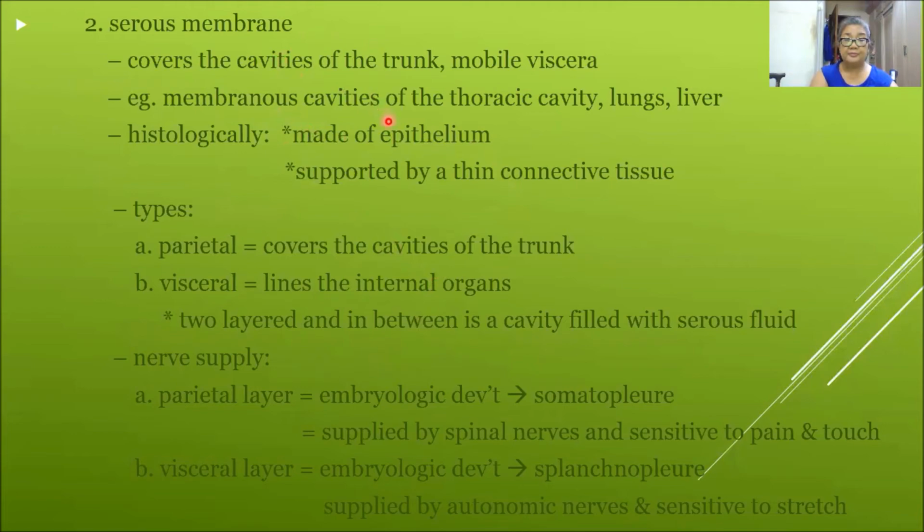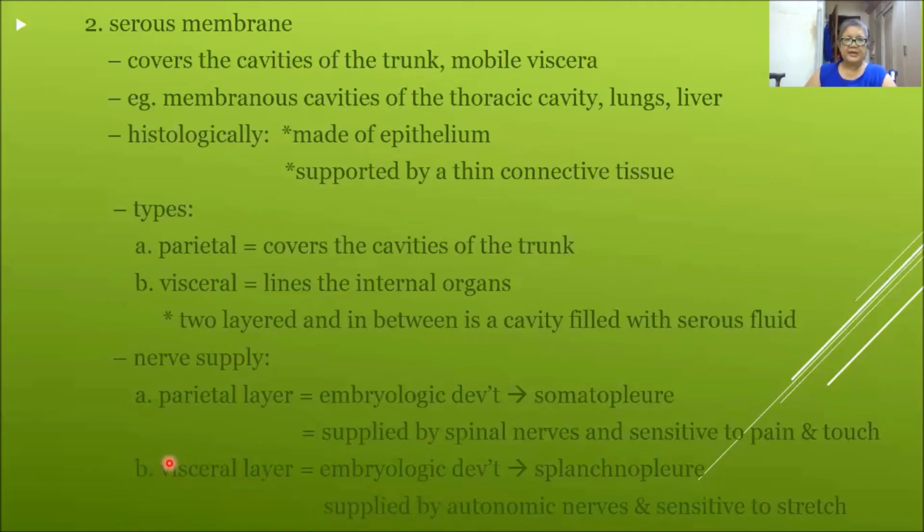Now, the type of serous membrane can be the parietal, which covers the cavity of the trunk, and the visceral, which lines the internal organ. The visceral type of serous membrane is two-layered, and in between is a cavity filled with serous fluid.